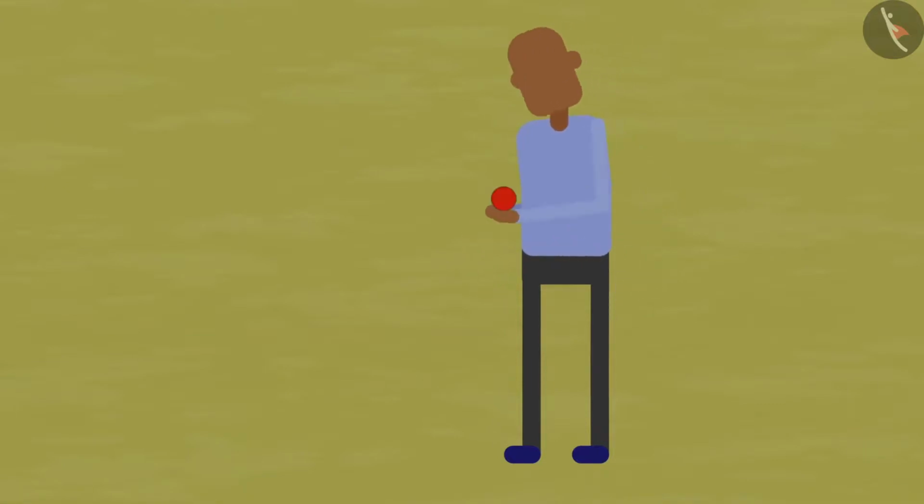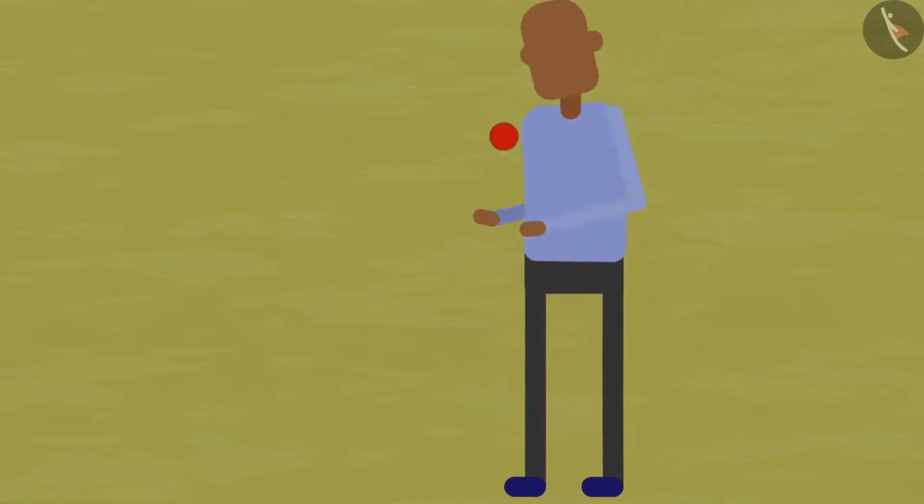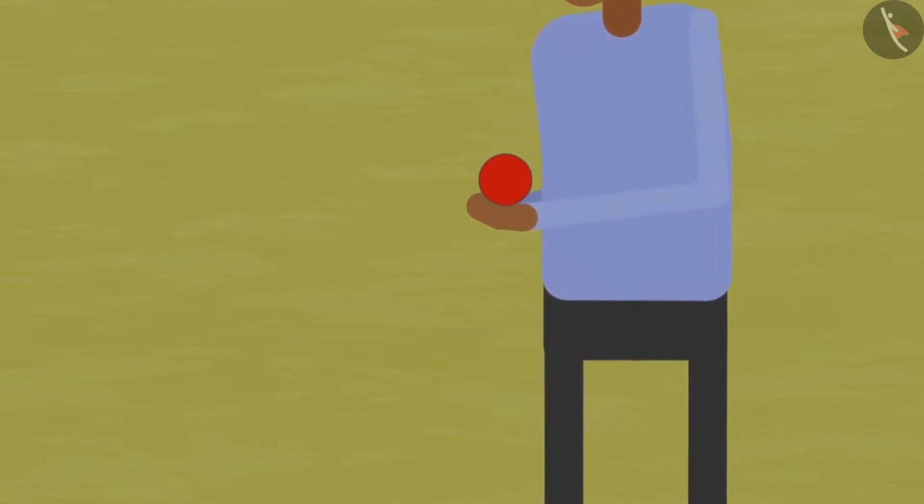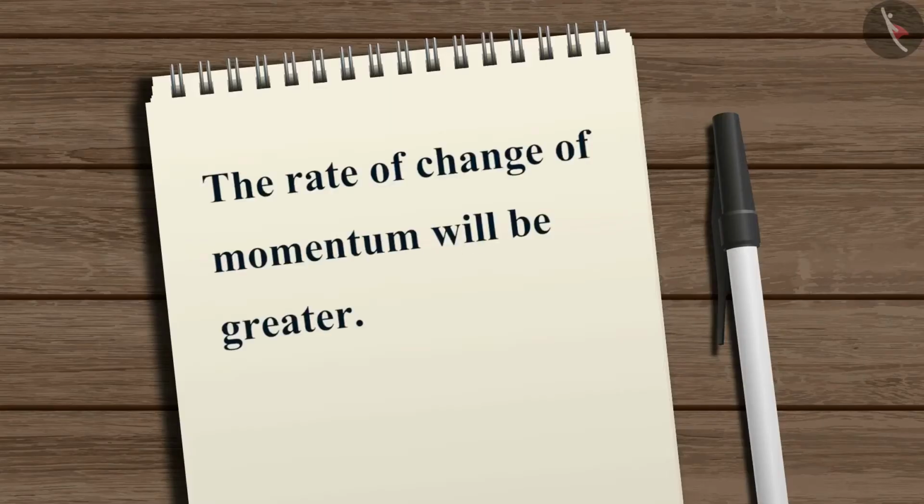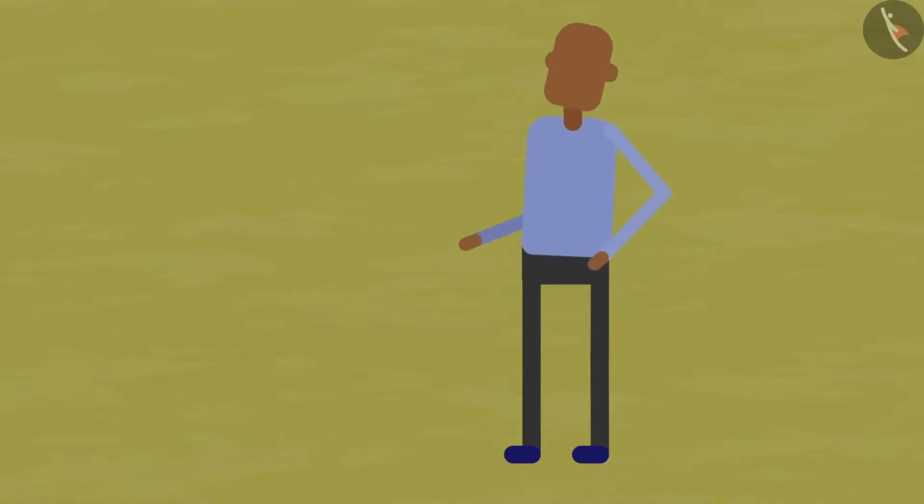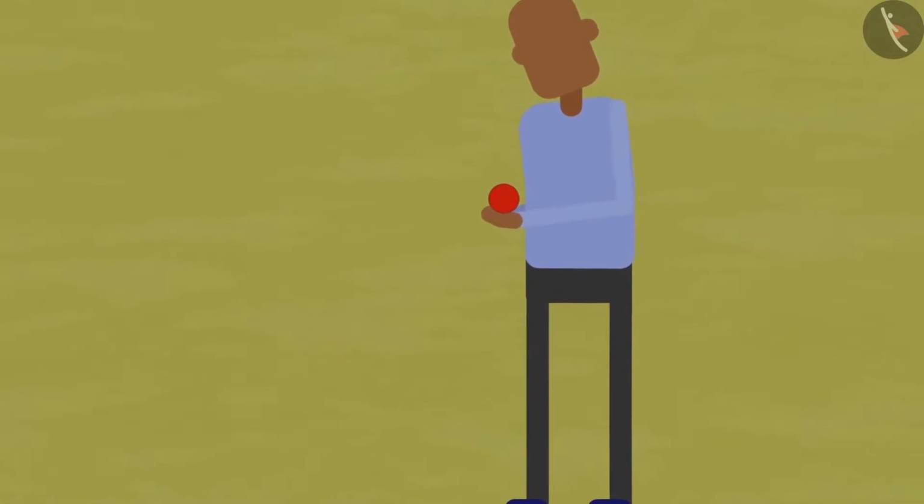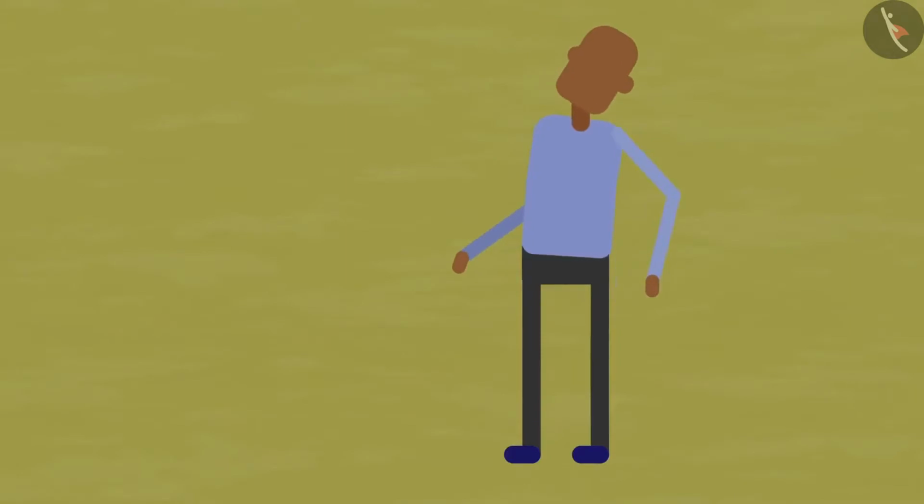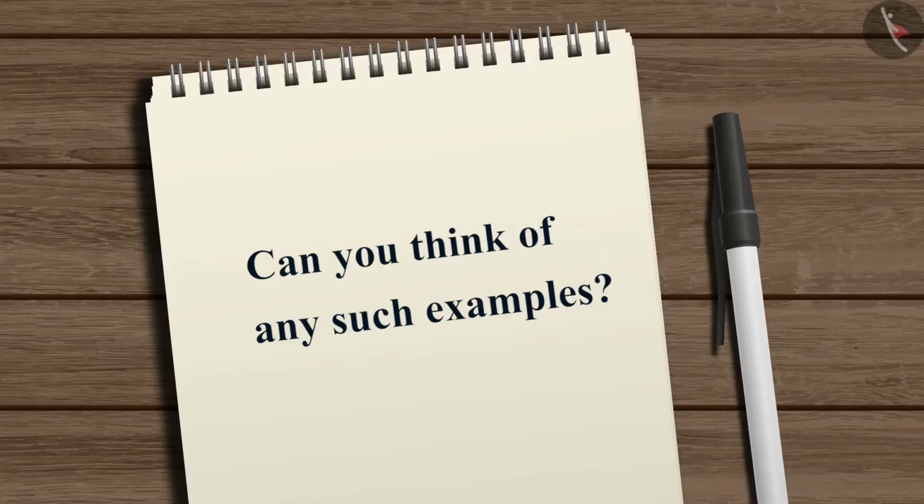If the fielder stops the fast-moving ball suddenly, then the time span to reduce the velocity to 0 will be very small. Thus, the rate of change of momentum will be greater, and hence the force that needs to be exerted by the fielder to stop the ball has to be of a greater amount. This impact may hurt the hands of the fielder. Similar examples can be seen in our everyday life. Can you think of any such examples?